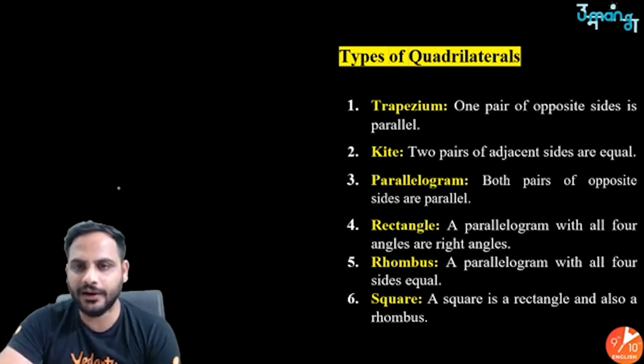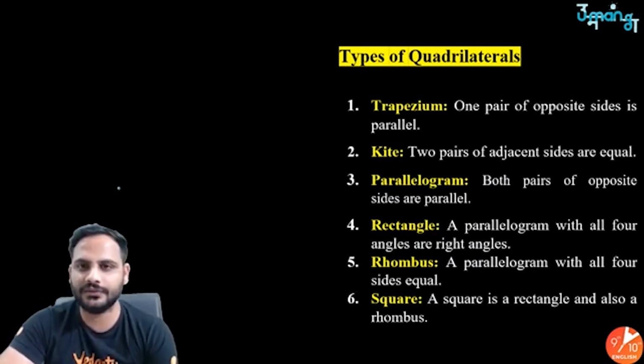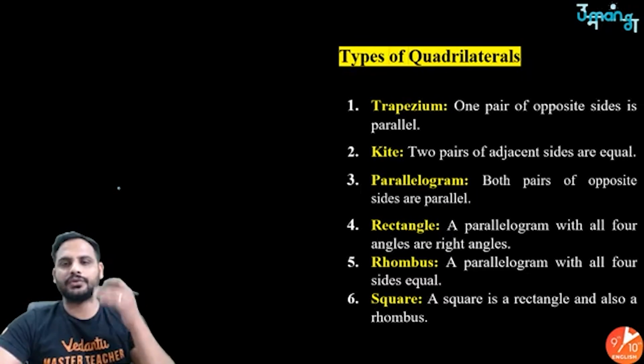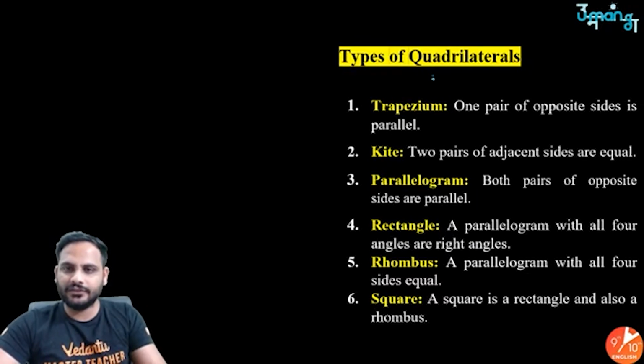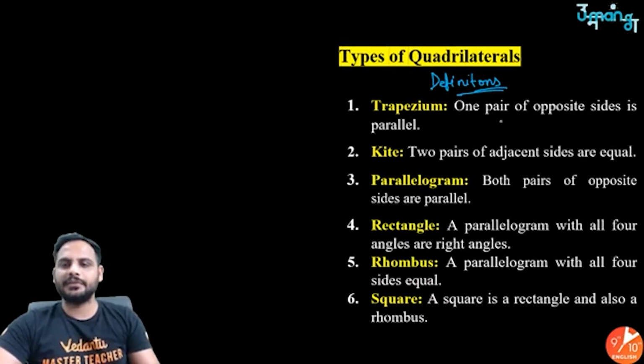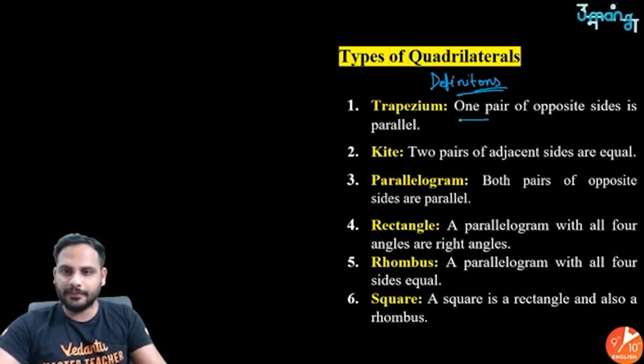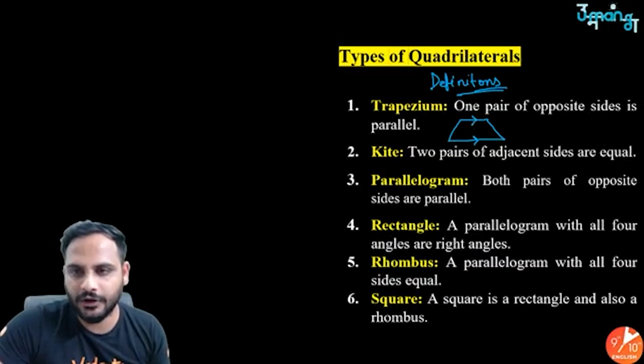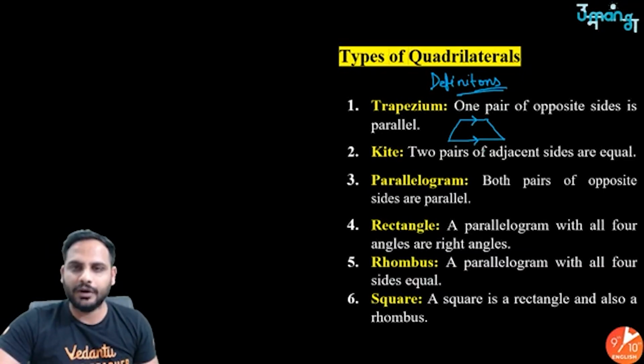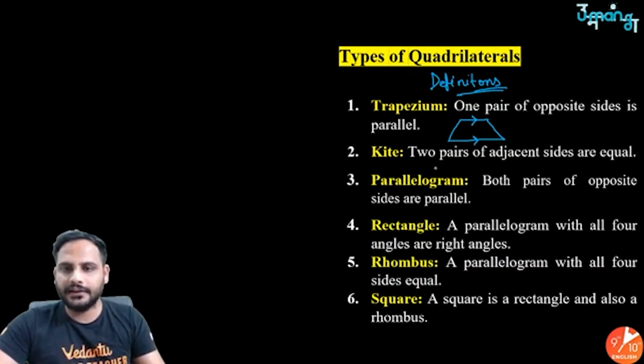Next thing, types of quadrilaterals. There are some special quadrilaterals which we will be learning in this topic. That is trapezium. Remember, the definitions of all these quadrilaterals are very important for our understanding. A trapezium is a quadrilateral in which one pair of opposite sides are parallel. Any quadrilateral in which one pair of opposite sides are parallel will be called a trapezium.